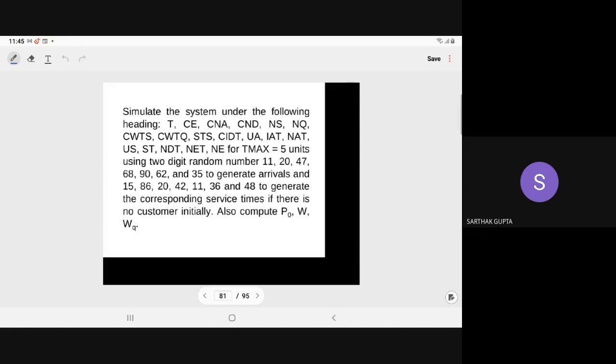For Tmax equal to 5 units, you have to simulate for the 5 units using 2-digit random numbers 11, 20, 47, 68, 90, 62 and 35 to generate arrival, and 15, 86, 20, 42, 11, 36, 48 to generate the corresponding service time. If there is no customer initially, this is the first case. Also compute P naught cap, W cap, and WQ cap.